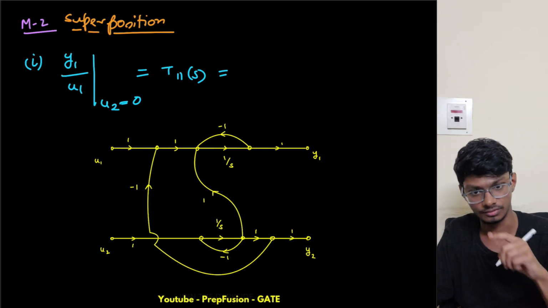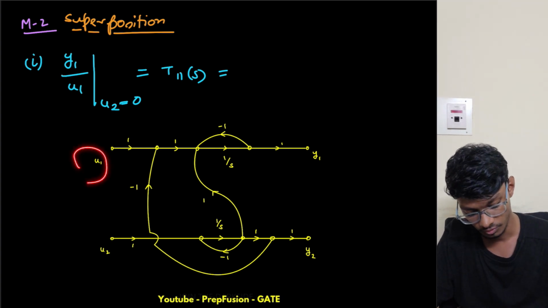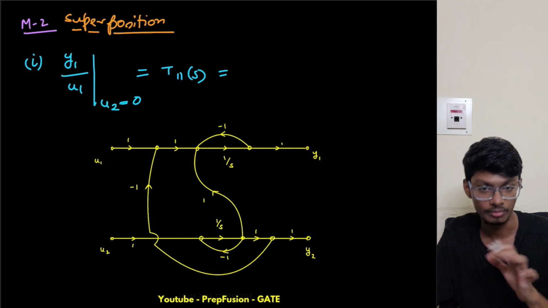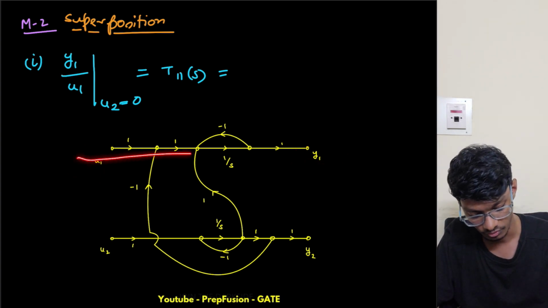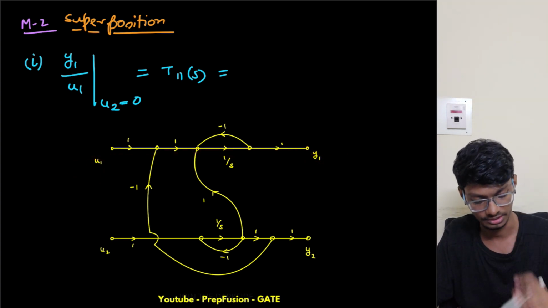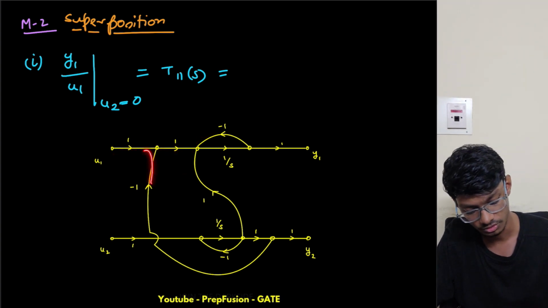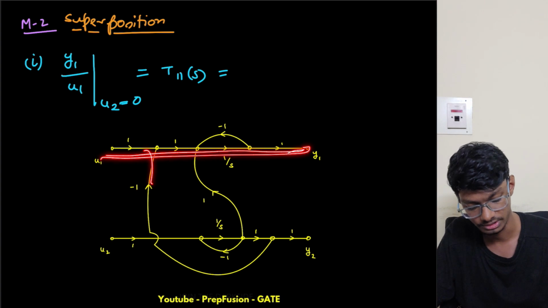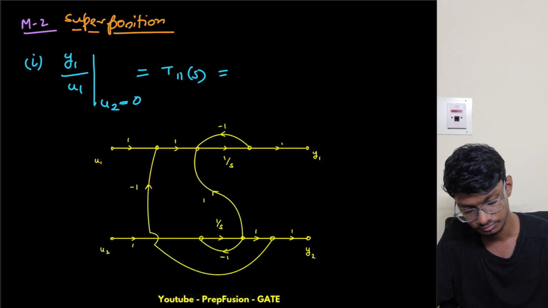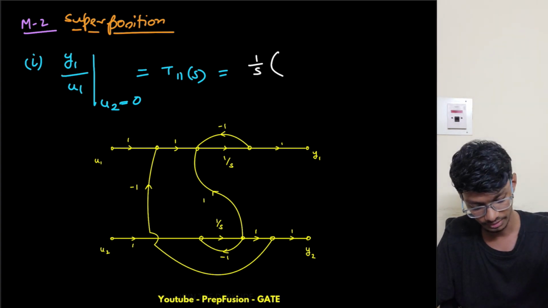Now u1 is here and y1 is here, so how many forward paths do I have? I can go from here. Can I go from any other place? This is opposing the forward path. This is also opposing. So I can only go along this line. So the forward path gain is 1 by s only.